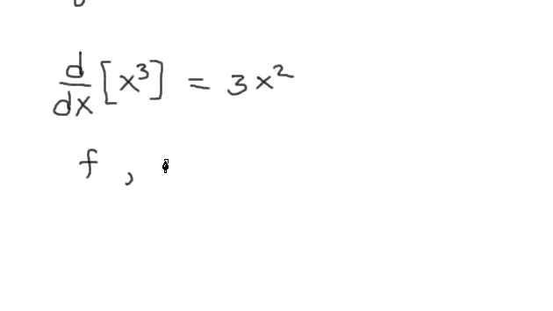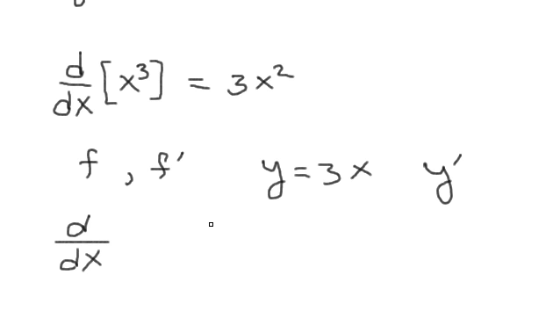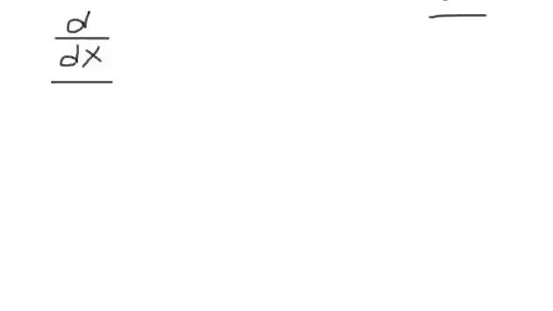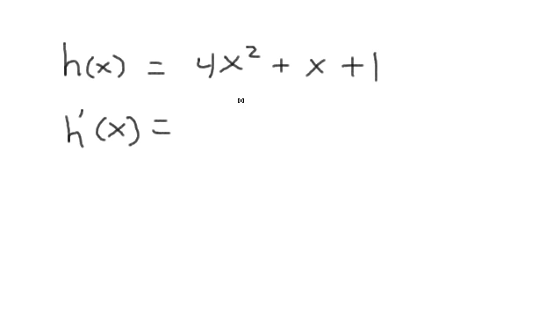So let's look at some of the notation. If we were given an f and we wanted to find f prime, or maybe we had some equation like this and we were asked to find y prime, or it could be an operator like this here. Okay, so different ways of asking for the derivative. Alright, let's get through and get working some examples here. Let's say, and we'll call it something else this time, we have 4x squared plus x plus 1, and we want to find h prime of x. So that means we want to find the derivative.